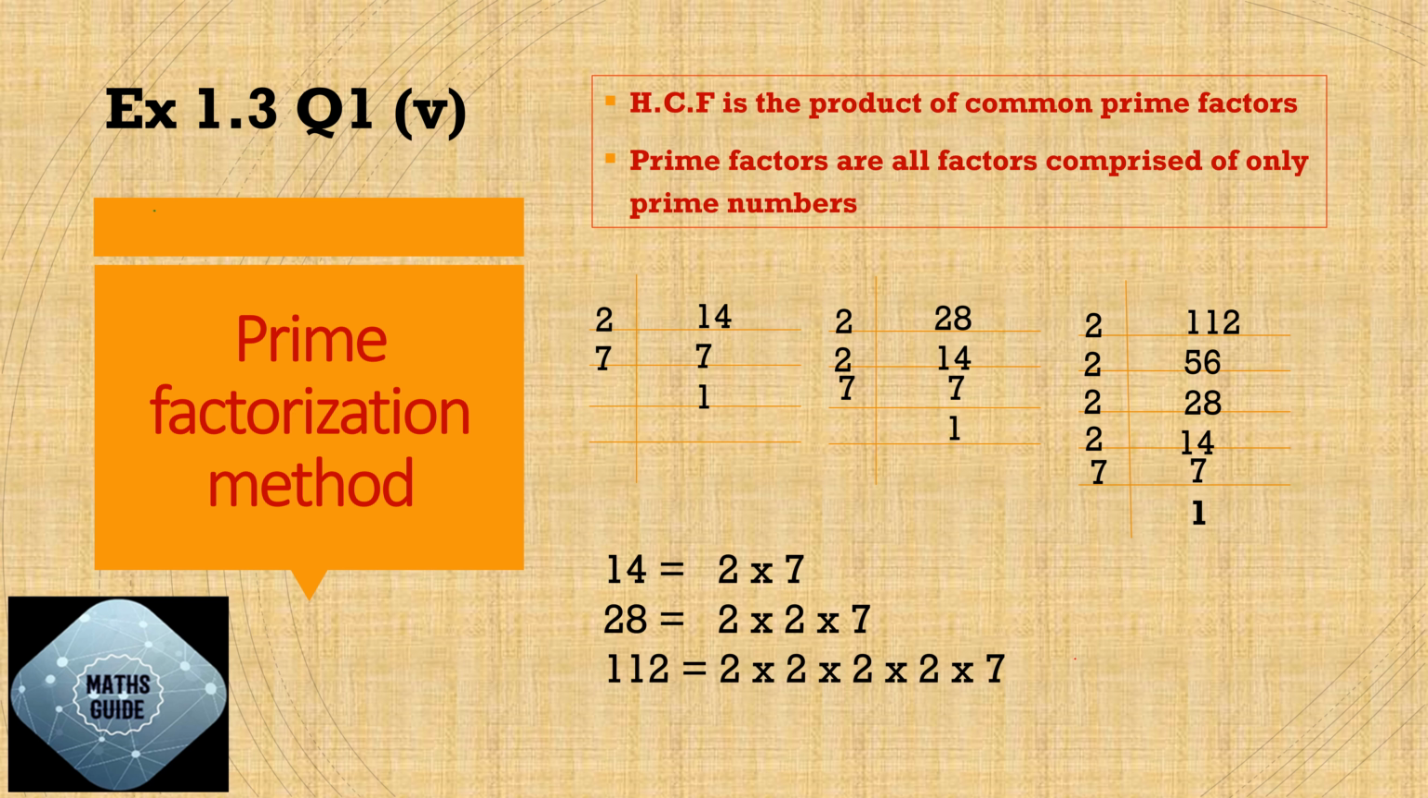So the prime factors of 14 are 2 into 7. The prime factorization of 28 is 2 into 2 into 7, and the prime factorization of 112 is 2 into 2 into 2 into 2 into 7. The common among these factors are 2 and 7. The product of common factors is called HCF. So our HCF is 14.